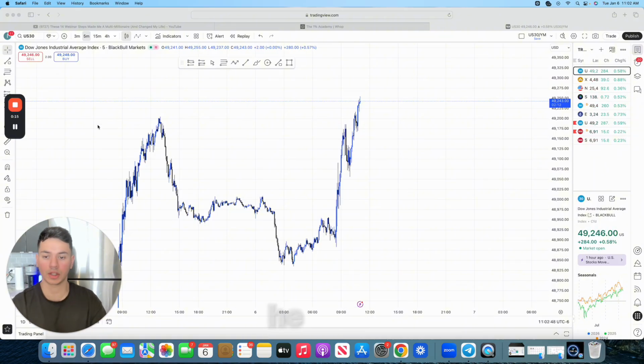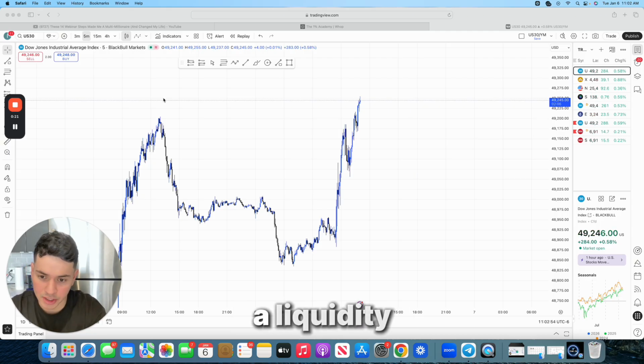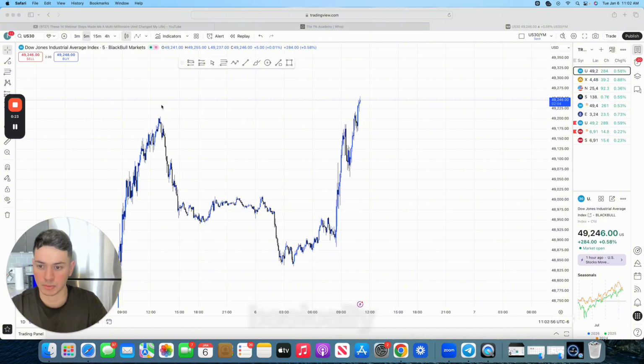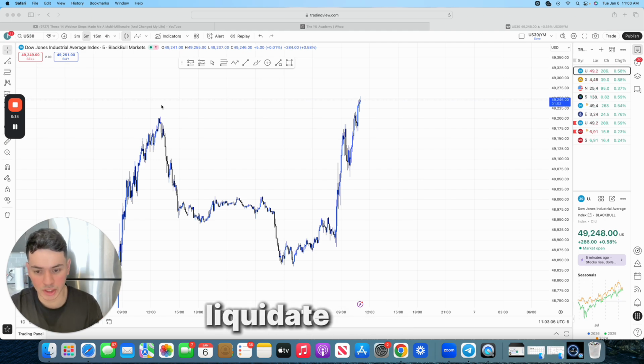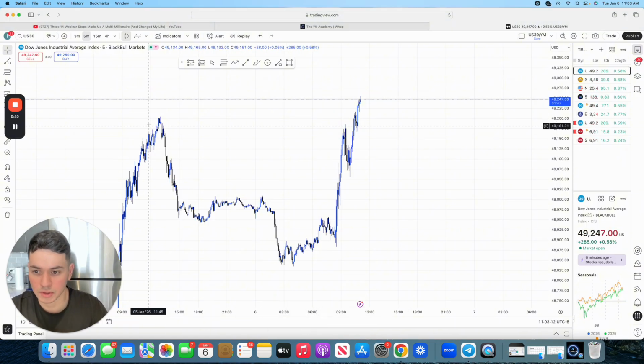First of all, what he does is identify how he can use a liquidity sweep. What is a liquidity sweep? Basically, a liquidity sweep is a rejection within a market structure. It was supposed to go to one side, but it ends up going to the opposite side to liquidate traders, and then comes right back to the original direction. Let's go over that real quick.